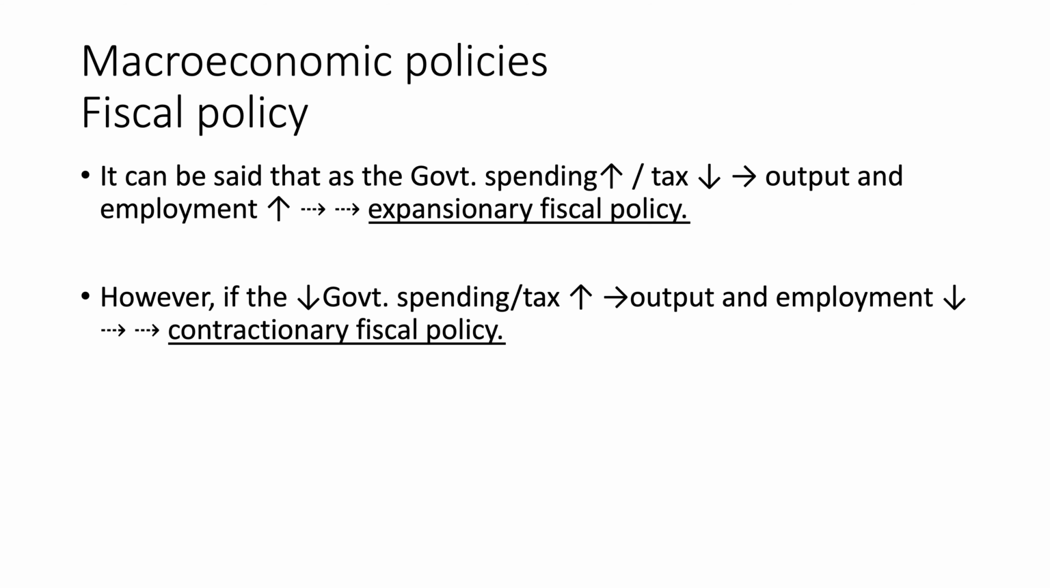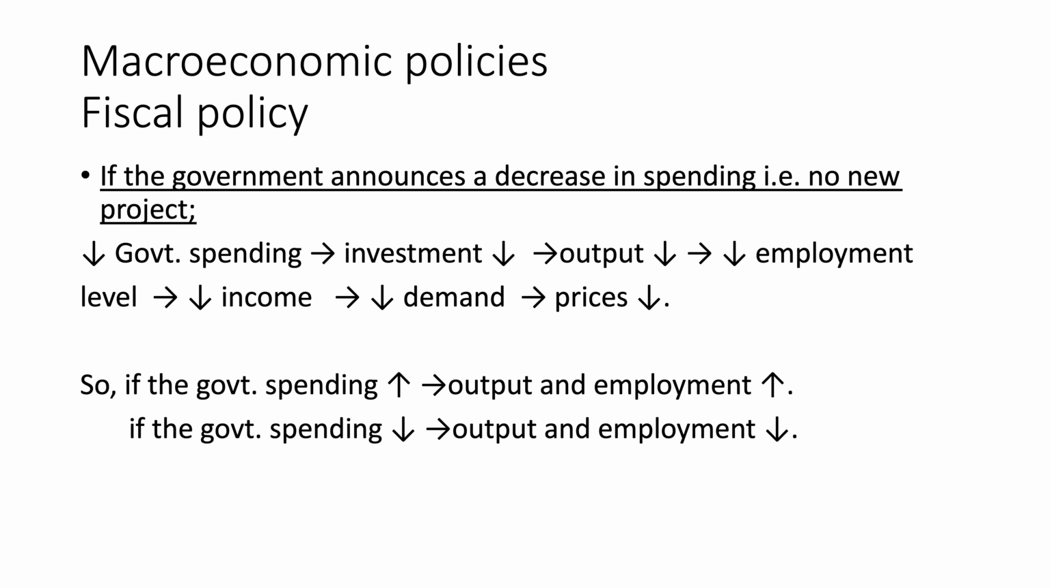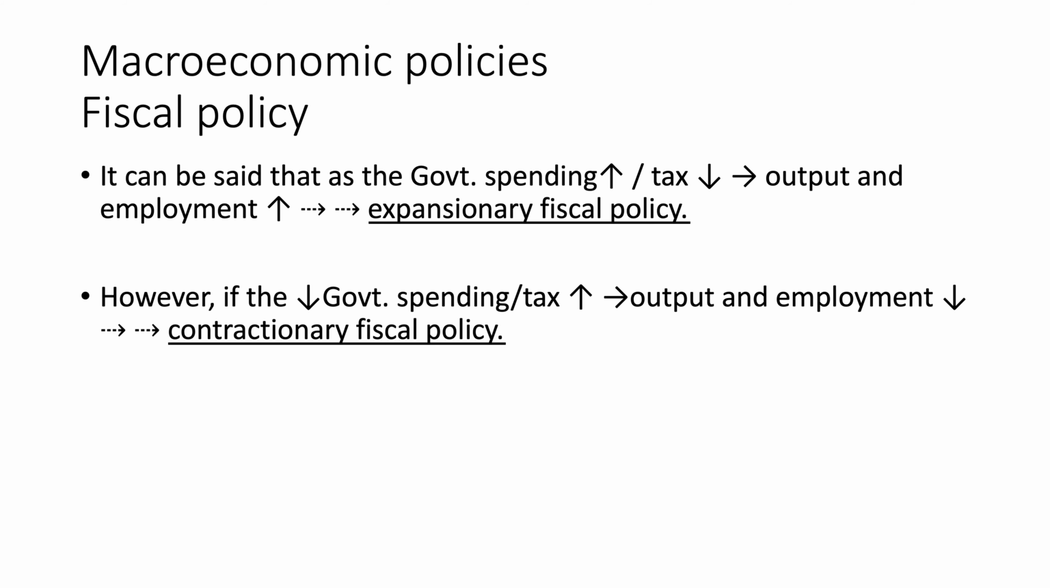So over here, instead of independently discussing the taxes and spending of the government each time, we are going to say that higher government spending and lower tax have the same effect. In either case, if government spending increases or the tax is reduced, output and employment increase, and we will consider it an expansionary fiscal policy. Expansionary means that the government intends to expand the policy or expand the economic variables.